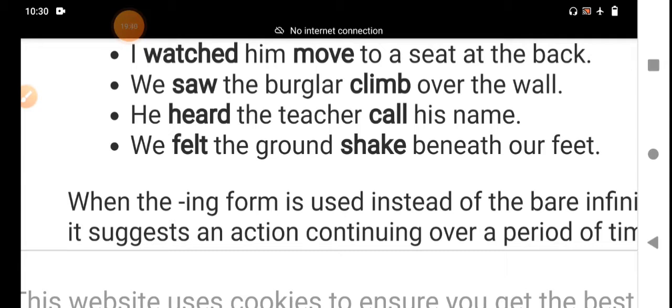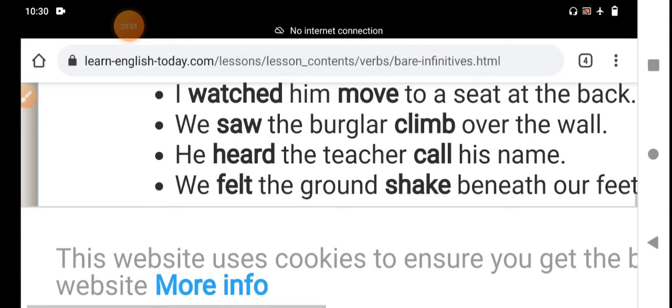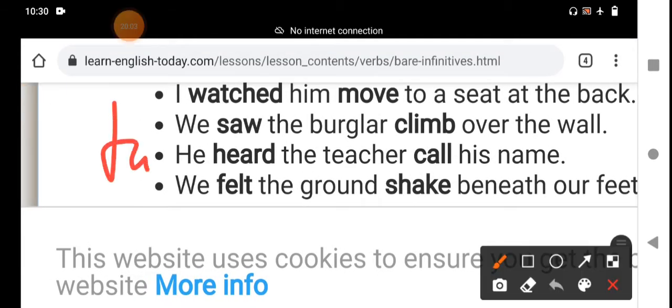When I saw the house, I loved it. The smoke smells terrible. Could you taste the soup? These are the examples of the verbs of perception: listen, look at, touch. Touch also is a verb of perception.